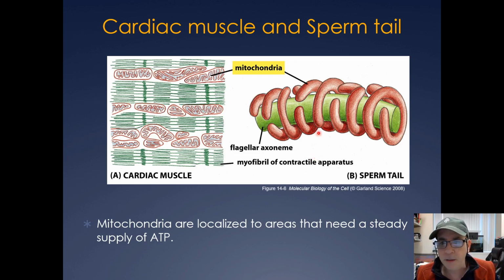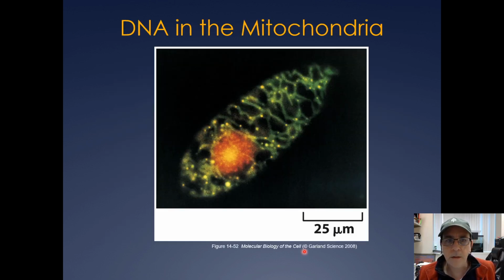You also can find a lot of mitochondria associated with the sperm tail, right? The sperm needs a lot of energy to move, and so all of the mitochondria is wrapping the flagella there. There's also DNA in the mitochondria, so here's another image of mitochondria, and spotted in yellow here is mitochondrial DNA.